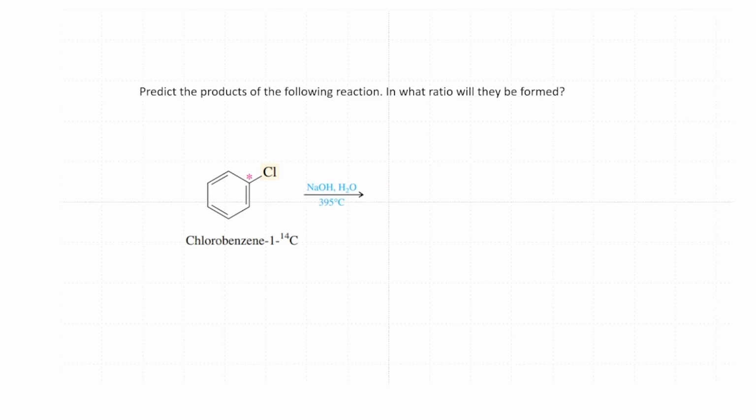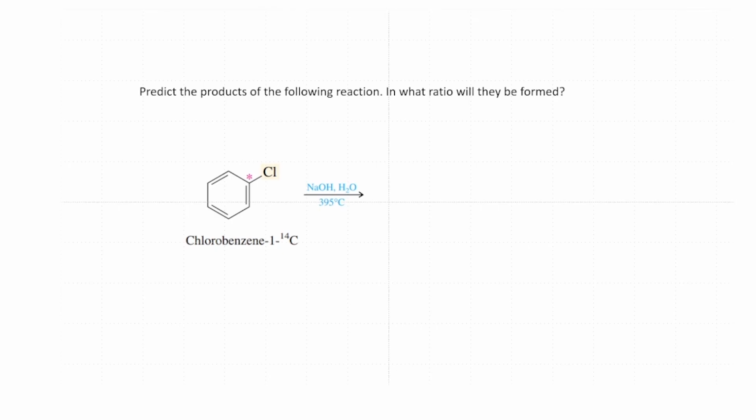Predict the products of the following reaction. In what ratio will they be formed? So here is another example of a labeling experiment. We start with this chlorobenzene, which is C14 labeled, and react it with sodium hydroxide and water at 395 degrees centigrade. To put this temperature in context, the boiling point of water is 100 degrees centigrade, and we are clearly maintaining a temperature which is extraordinarily high, and so these are extreme conditions.